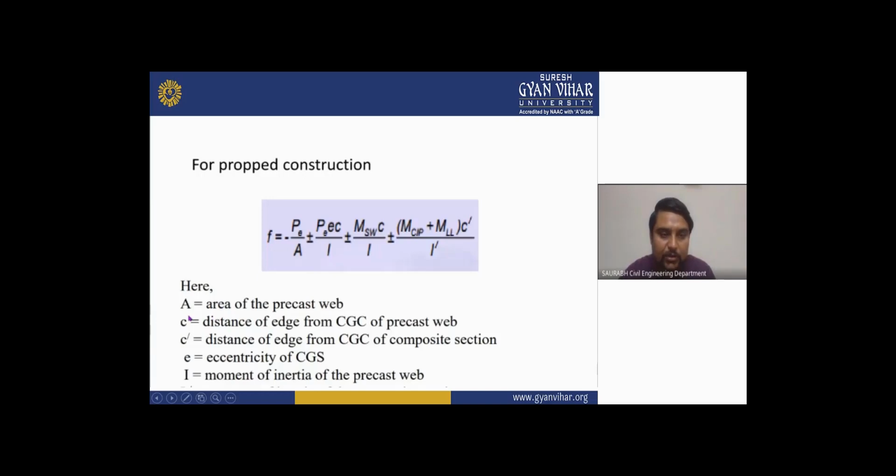Here we will see what is the meaning of A, area of the precast web. C, distance of H from the center of gravity of precast web. C dash, distance of H from the center of composite section. E is equals to eccentricity of center of gravity, and I will be moment of inertia of precast member, and I dash will be moment of inertia of composite section.